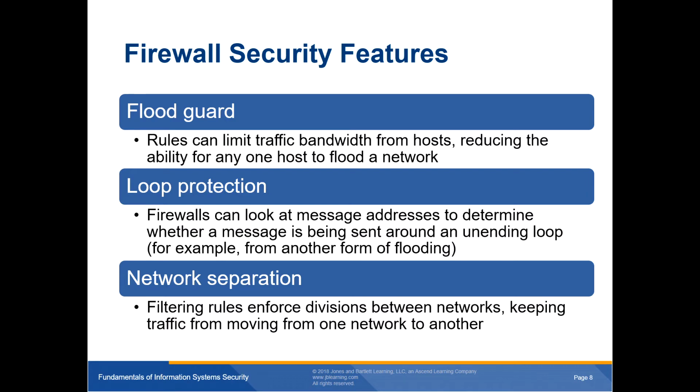Firewall security features. Flood guard: rules can limit the traffic bandwidth from hosts, reducing the ability for any one host to flood a network. Loop protection: firewalls can look at message addresses to determine whether a message is being sent around in an unending loop, for example, another form of flooding. Network separation: filtering rules enforce divisions between networks, keeping traffic from moving from one network to another.